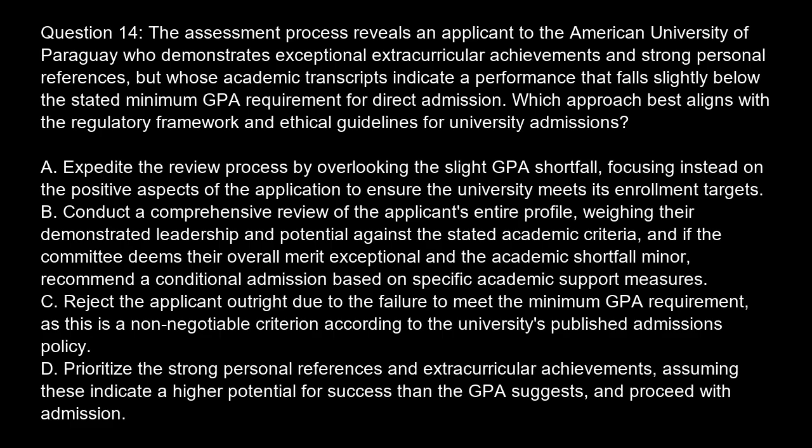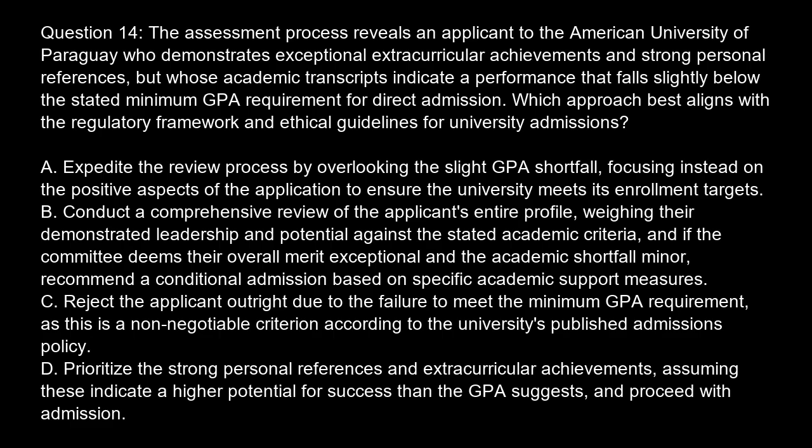Option A. Expedite the review process by overlooking the slight GPA shortfall, focusing instead on the positive aspects of the application to ensure the university meets its enrollment targets. Option B. Conduct a comprehensive review of the applicant's entire profile, weighing their demonstrated leadership and potential against the stated academic criteria, and if the committee deems their overall merit exceptional and the academic shortfall minor, recommend a conditional admission based on specific academic support measures.